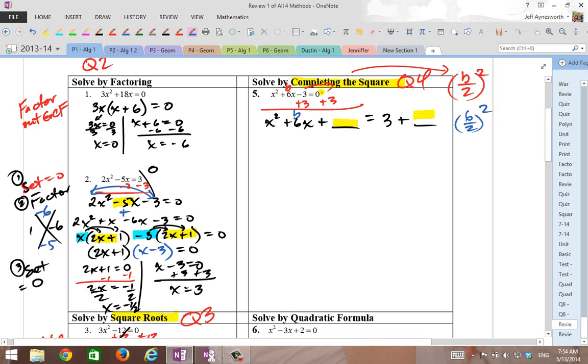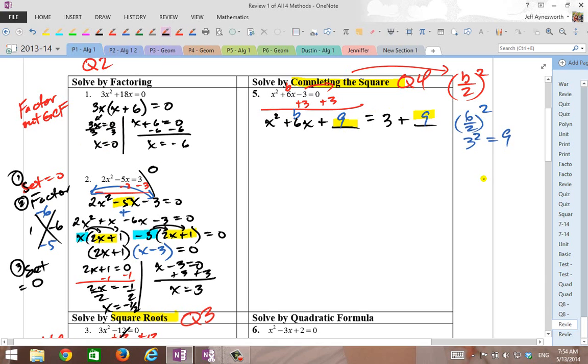All right, so let's do it out loud. What's 6 divided by 2? 3. Okay, take 3 and square it. What do you get? 9. Okay, now add 9 here and add 9 here. Add it to both sides. That's called the completing the square process. Okay. Step 2 is we factor, just like we did in the second problem.